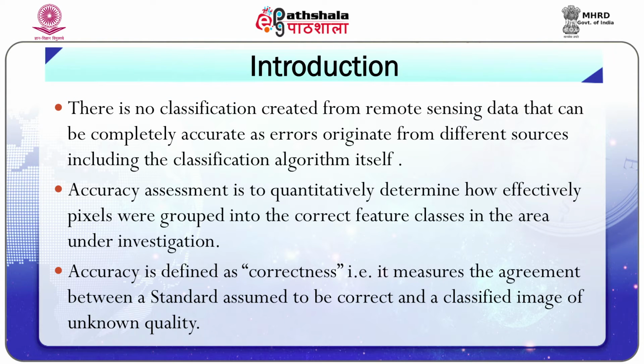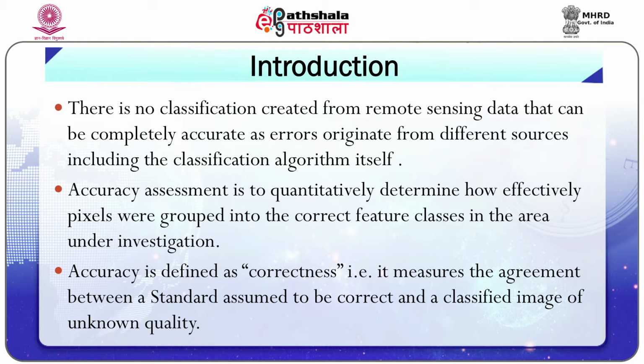There is no classification created from remote sensing data that can be completely accurate, as errors originate from different sources including the classification algorithm itself. In order to use the product of classification efficiently, the user needs to know how accurate these products are. This therefore necessitated accuracy assessment of the remote sensing classification process. In remote sensing, accuracy assessment is mandatory and is very important for providing information about the quality of the product of classification as well as furnishing the norms for comparing the performance of different classification methods.